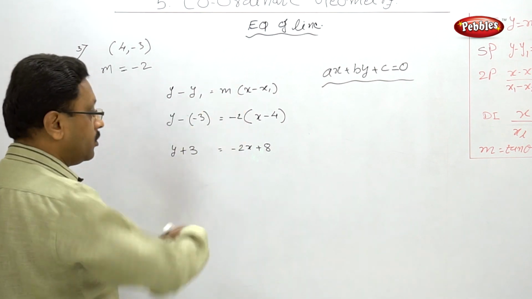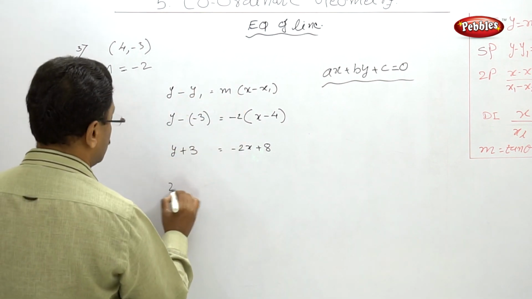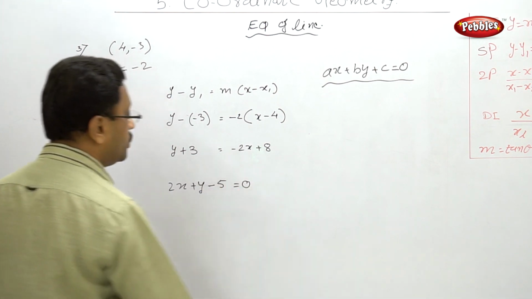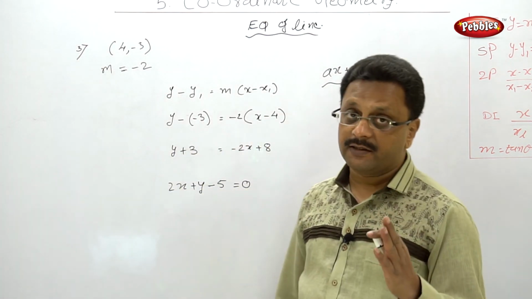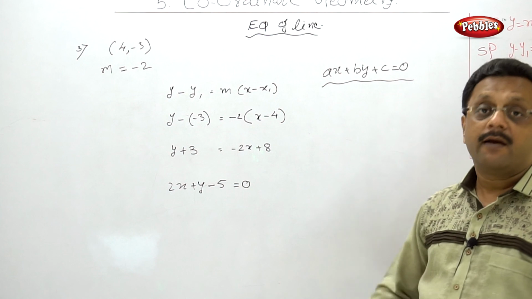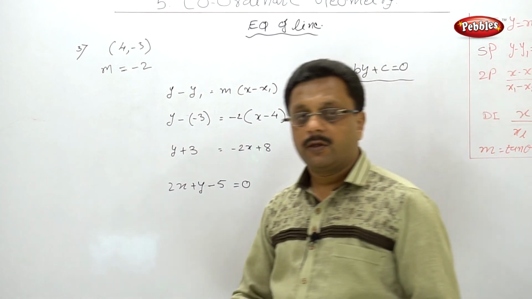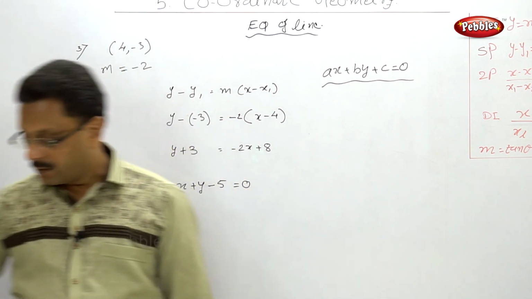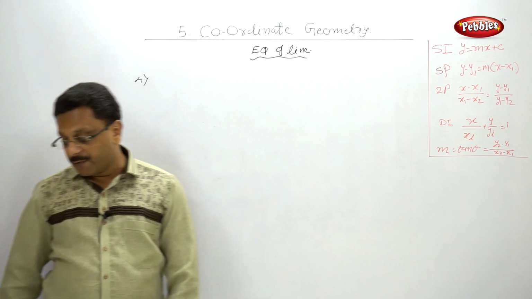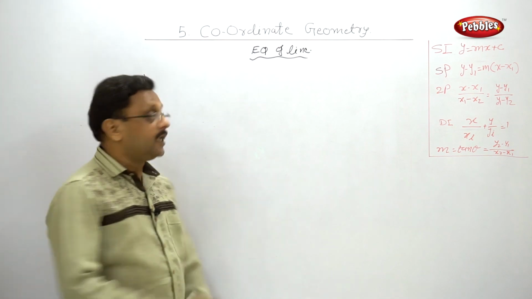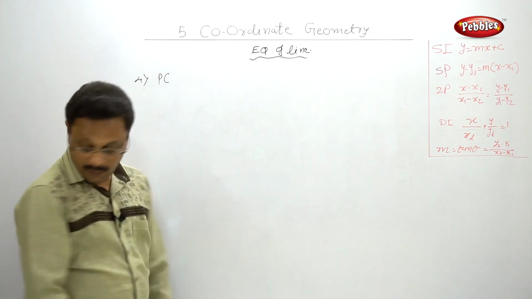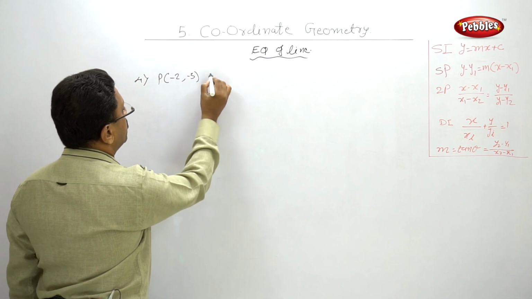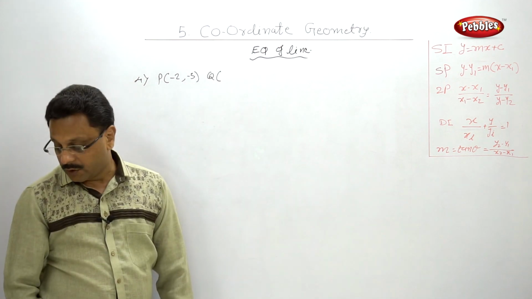Transform from the right hand side to the left hand side. So 2x plus y minus 5 equal to 0. So this is your final answer. 2x plus y minus 5 equal to 0 is the required equation. Let us see the next example. Write the equation of line PQ if P is (minus 2, minus 3) and Q is (4, 5).